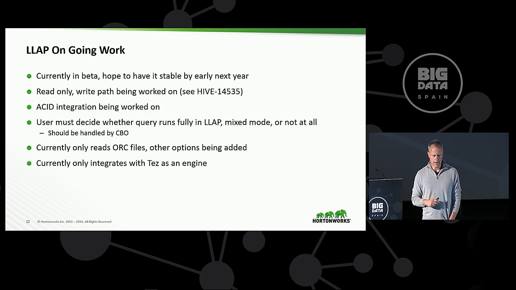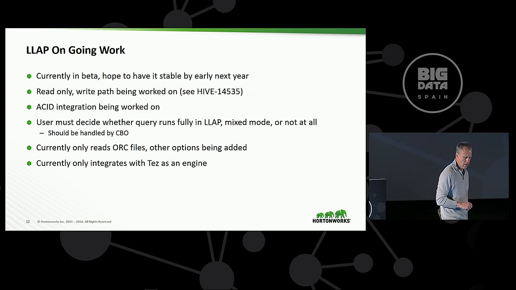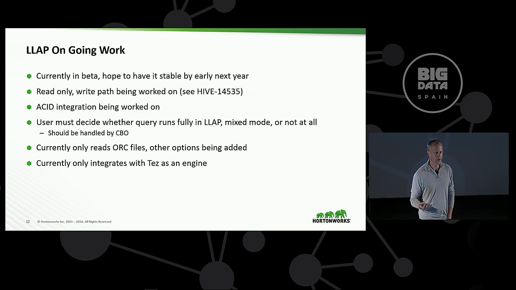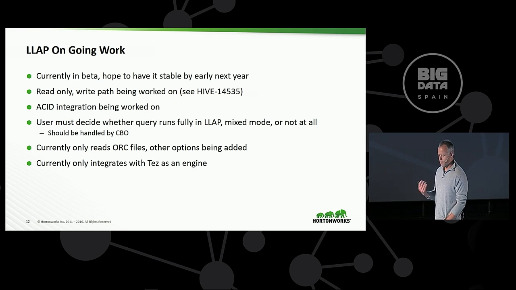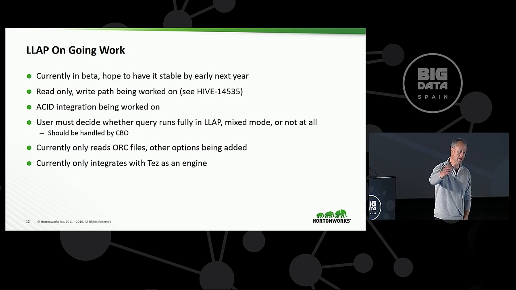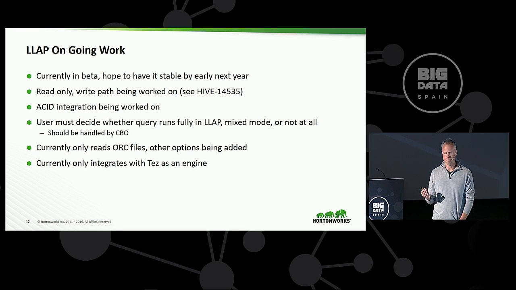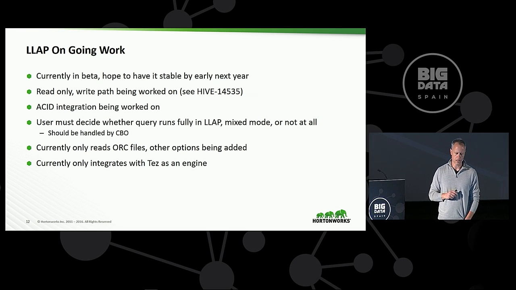There's a JIRA right now that's being worked on there. That's actually an umbrella JIRA for a number of different things that are being done to add a write path. The write path is particularly important for us in the cloud, where being able to have the data cached in LLAP gives you even more benefit, because if you have to go read the data out of S3 or some blob store, that's a lot bigger penalty than just having to read it out of HDFS.